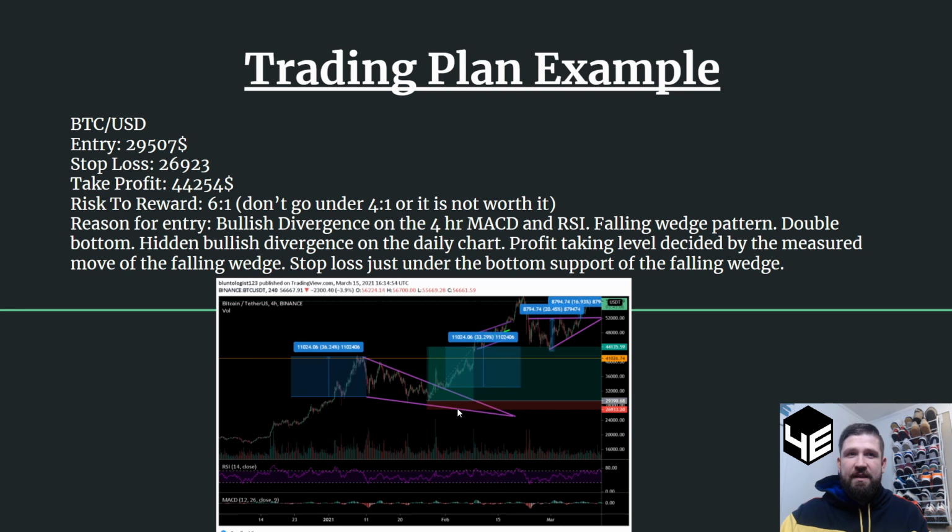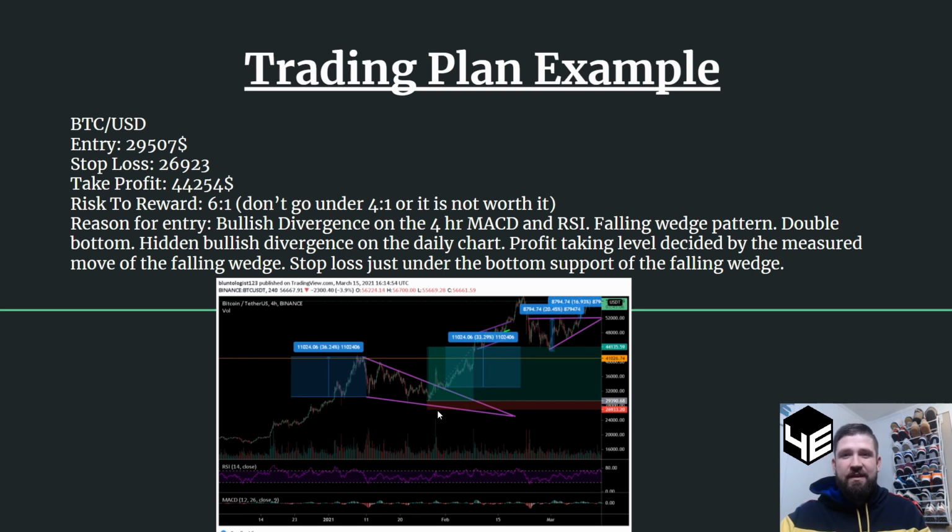And it works both ways. You could also have a measured move down, which is why you want to have a stop loss. And the way we determine our stop loss is by putting it just under the support of the falling wedge. So this line here. If it breaks under that, you want to get out of the trade and protect yourself. So always trade with a stop loss, because without a stop loss, you really just can't sleep at night, especially in a market like crypto where it's 24/7. You got to have the stop loss.